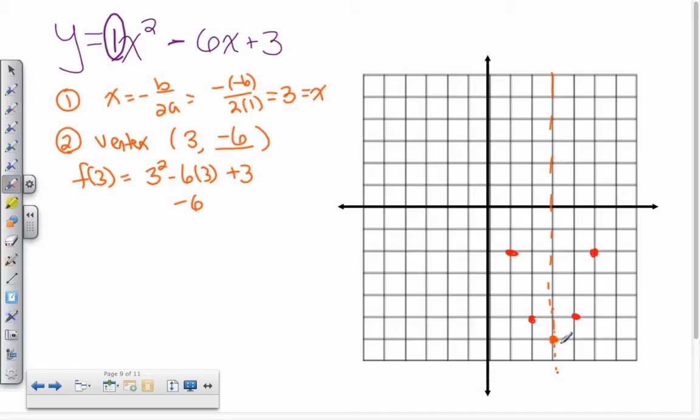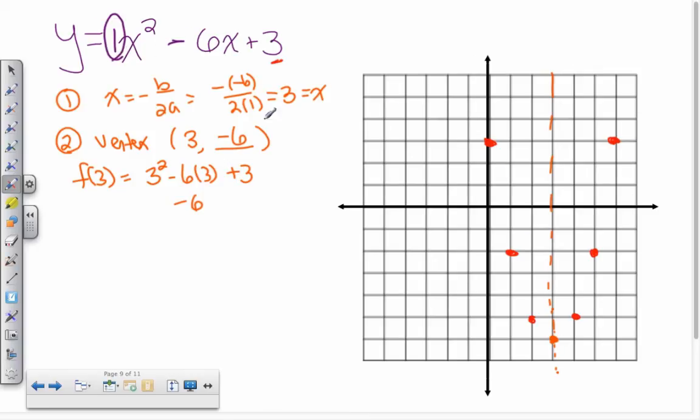And we could even do the third one. 3 squared is 9. So up 9, over 3. And so if you look, is that your y-intercept? It is, right? Your y-intercept is 3. So that's one thing that you can do to quickly graph a parabola.